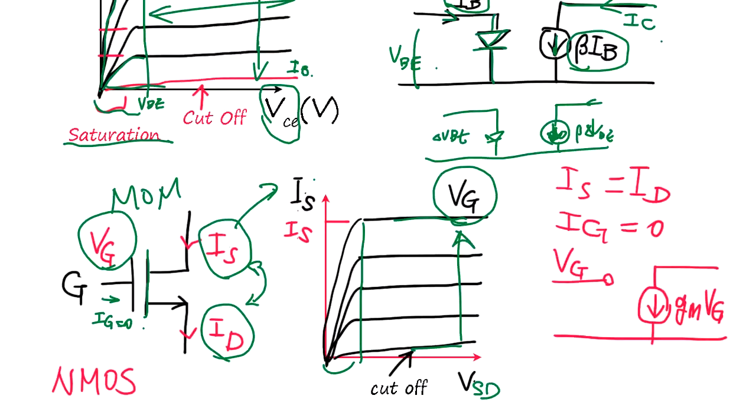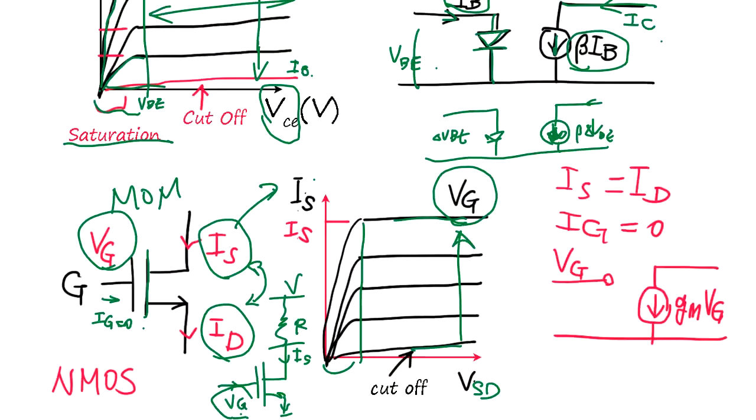So even for NMOS, if you make a circuit like this, VG determines this IS. So this voltage is a function of this guy. Okay, that's the way the transistor operates.